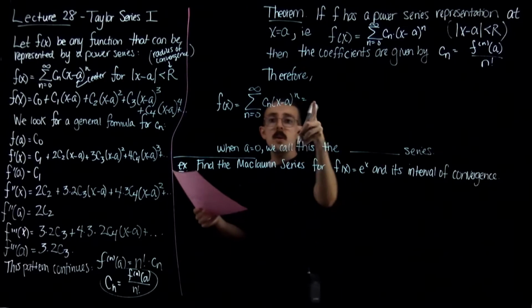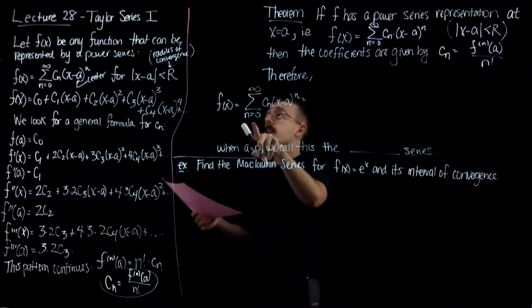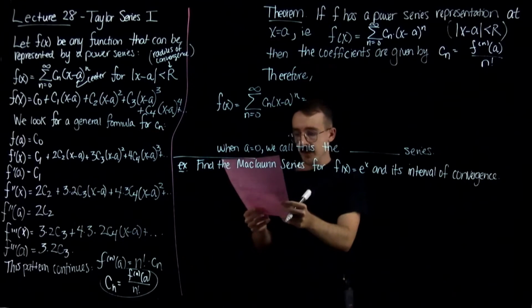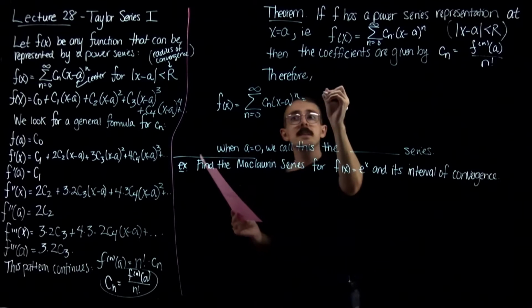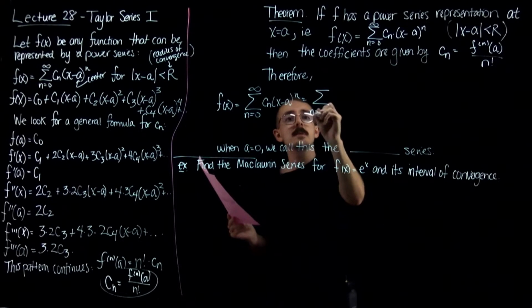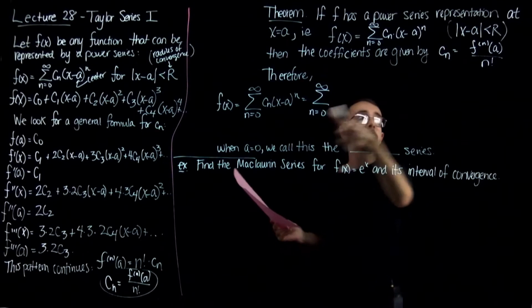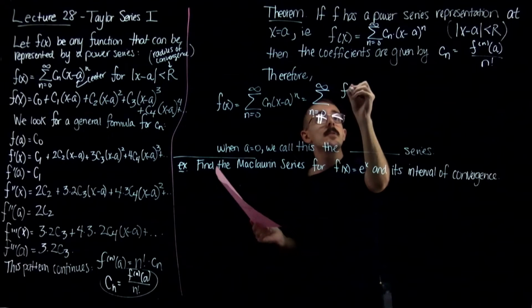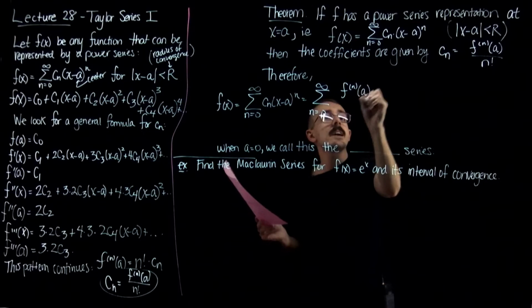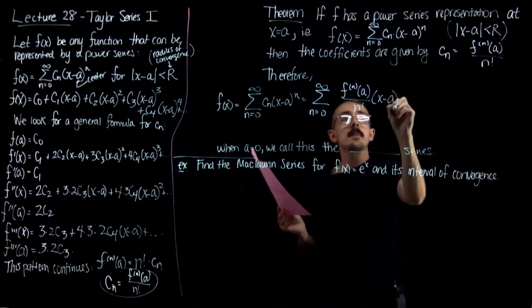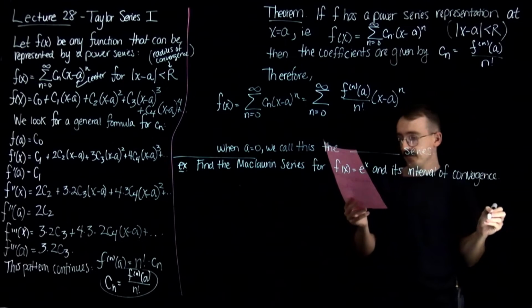And so therefore, we could re-express this power series representation that I started with the following way. You could say, well, this is equal to the summation n equals 0 to infinity, and replace the c sub n with the formula we just found. So replace it with the nth derivative at a divided by n factorial times (x minus a) to the n.